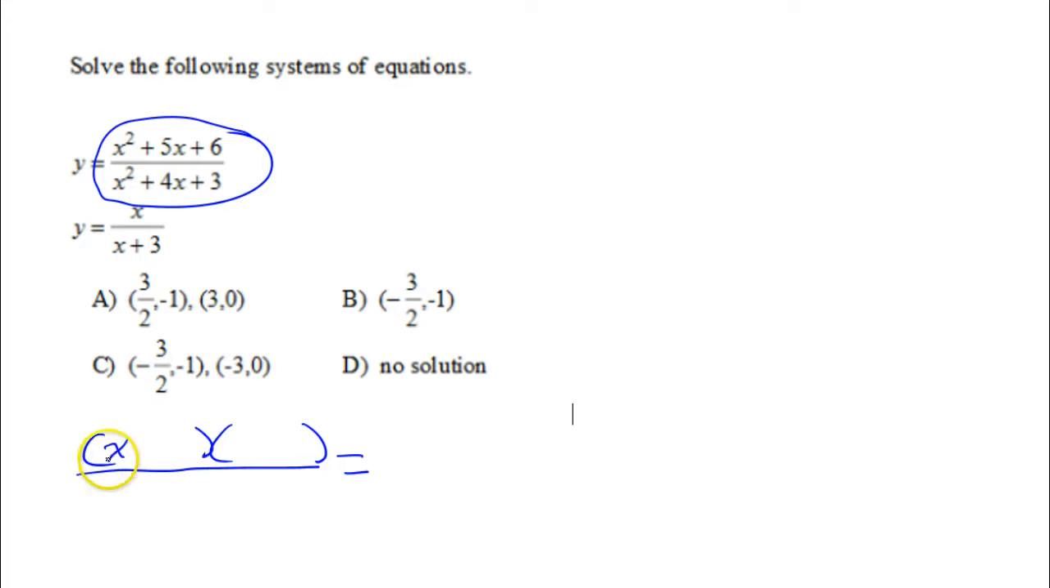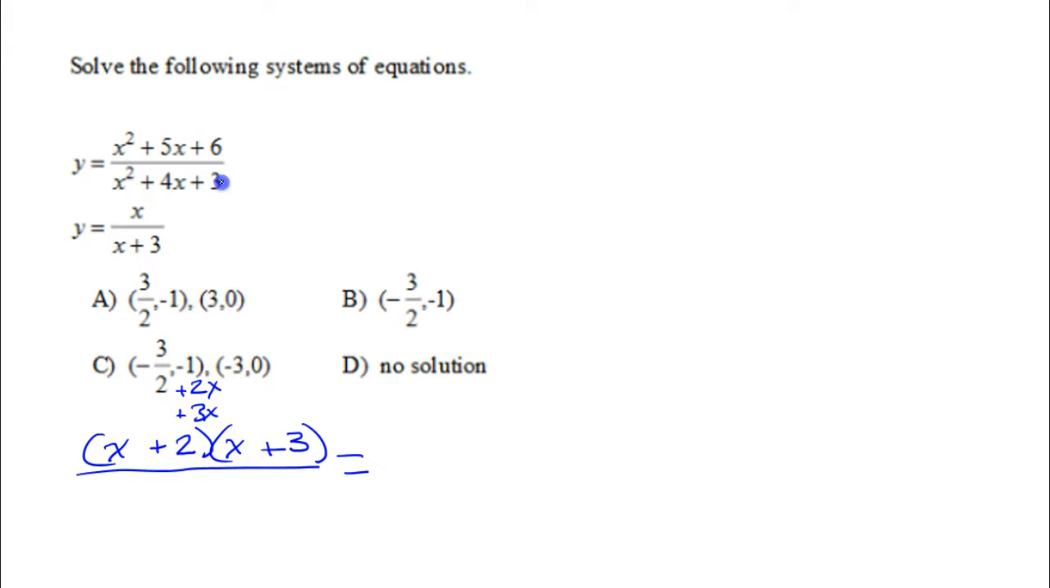X squared, of course, is x times x. 6 is either 2 times 3 or 1 times 6. Let's try 2 times 3 first. Now, inner plus outer must equal middle. Inner, I have 2x. Outer, I have 3x. To get a middle of 5x, I would need for both of these to be positive, which means these would be positive. And a positive times a positive is a positive 6. So that's what we want.